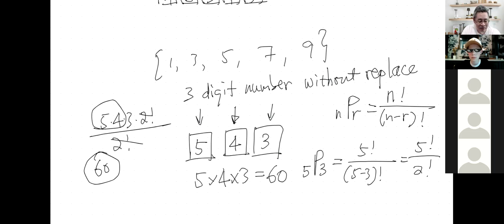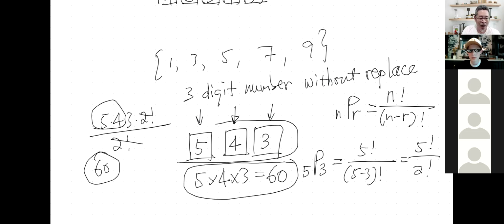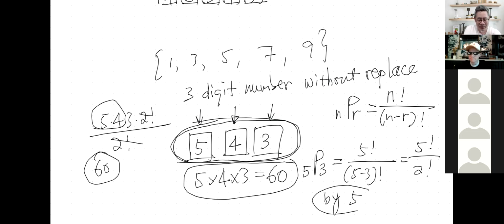let's make that more interesting. Out of the 60 different, all the possible arrangements, how many of those are divisible by 5? So think about that. Out of this 60, how many numbers are divisible by 5?